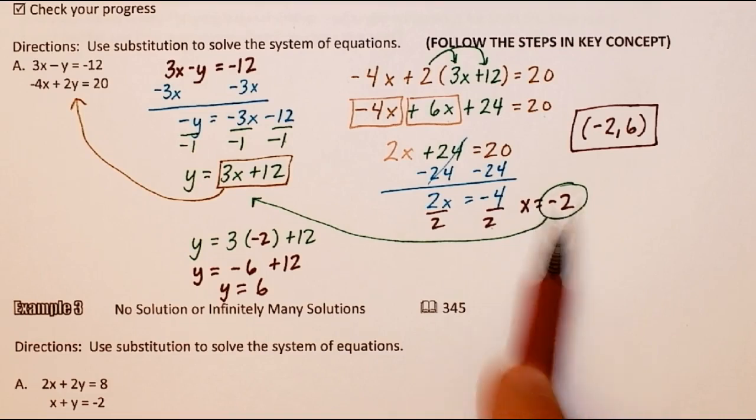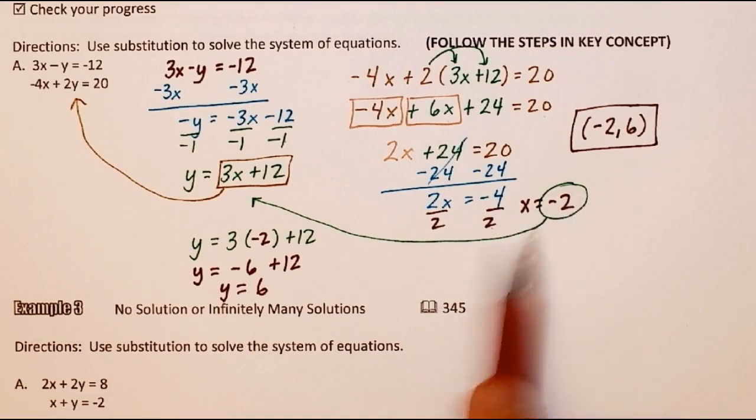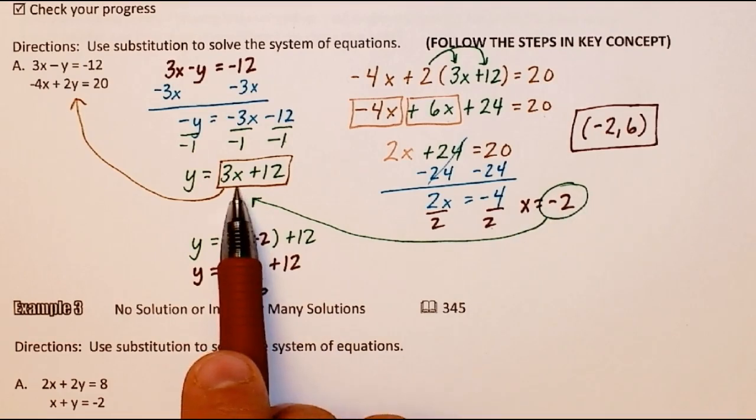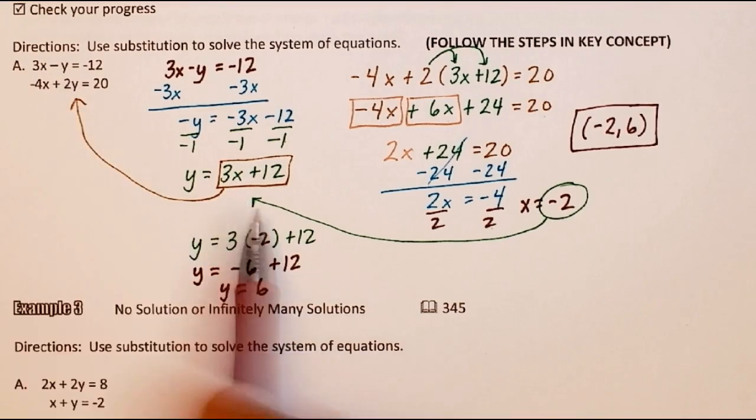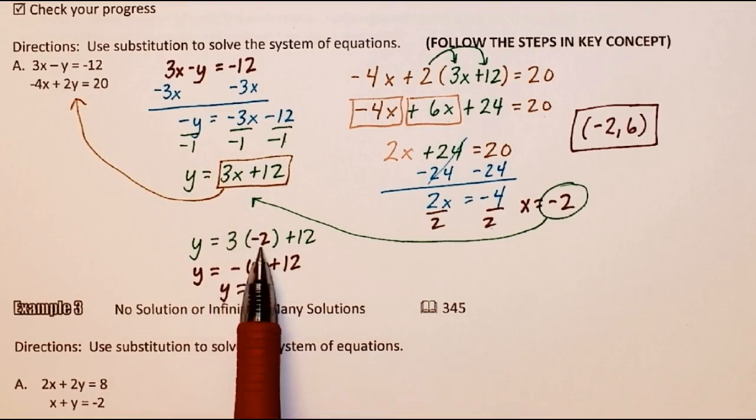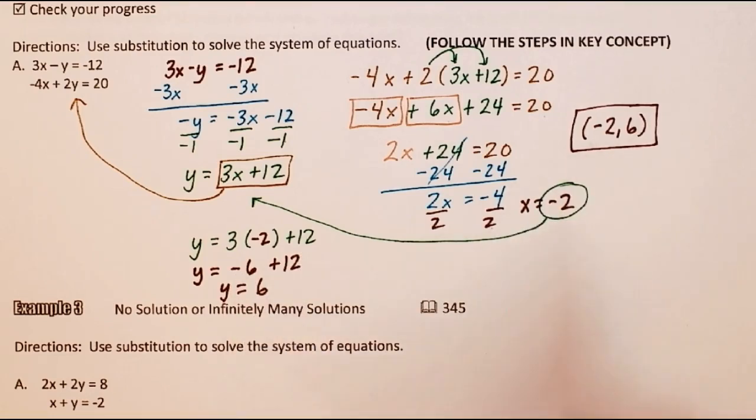I took this negative 2, substituted in for x into the equivalent equation from the first one. So 3 times negative 2 gave me negative 6 plus 12. Negative 6 plus 12 is equal to positive 6. So negative 2, 6 is your final solution.